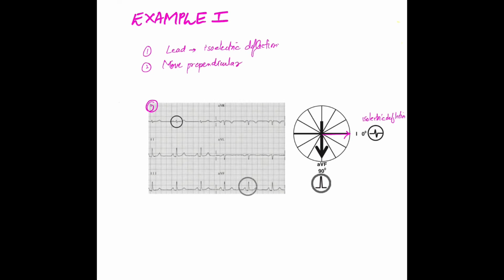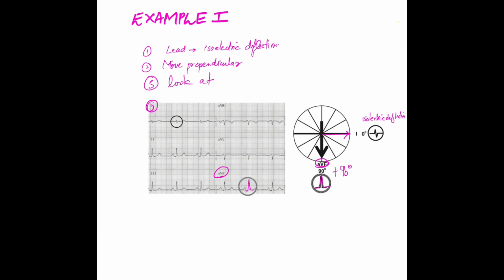So the lead perpendicular to lead 1 is aVF, right? Now this is the aVF lead given here. What do you see? We see a QRS complex here, but it's mostly in a positive direction, right? That means that if it's a positive direction, the current might be flowing towards the positive electrode. So the axis is plus 90 degrees, right?